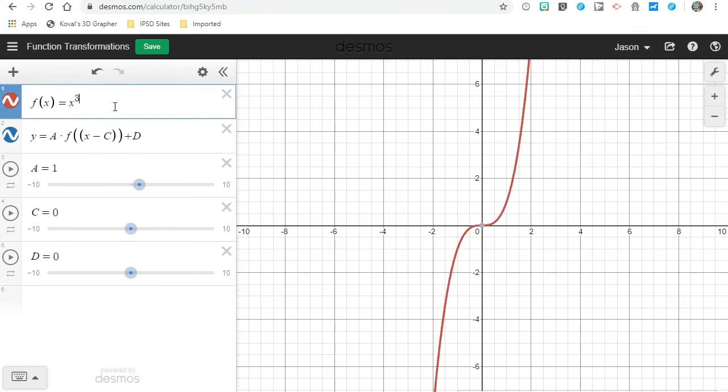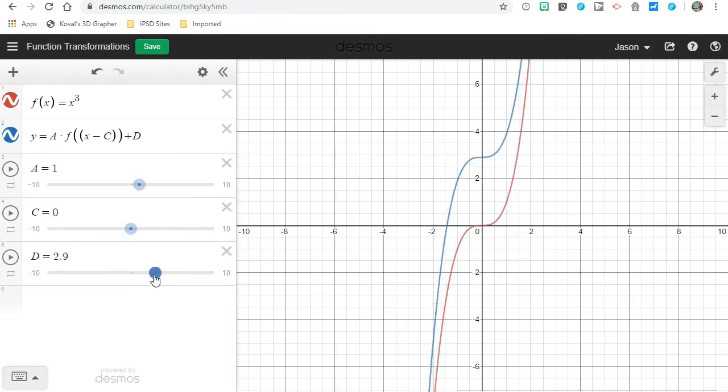If I take a look at x cubed, notice that A does something similar. As I increase above 1, it gets more narrow. Below 1, it gets wider and grows slower as A is smaller, and then there is a reversal or a flipping over the x-axis if it is negative. C, once again, does a horizontal shift, and D does a vertical shift.